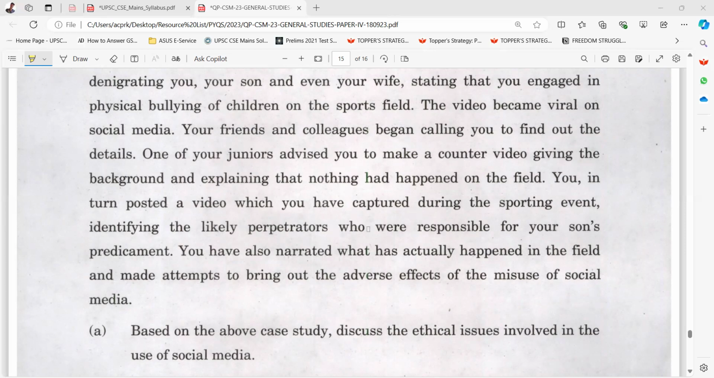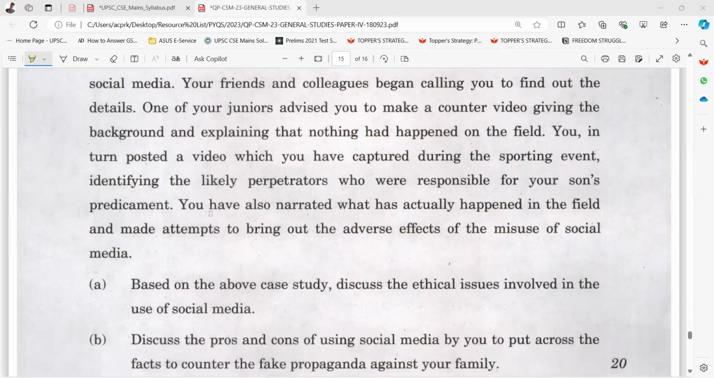You in turn posted a video which you had captured during the sporting event, identifying the likely perpetrators who were responsible for your son's predicament. You have also narrated what has actually happened in the field and made attempts to bring out the adverse effects of the misuse of social media.